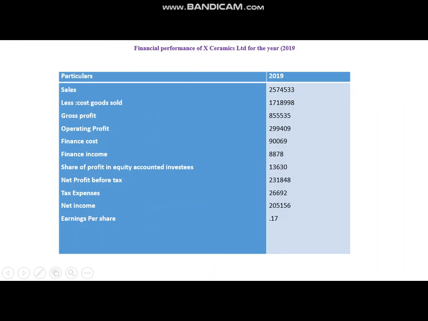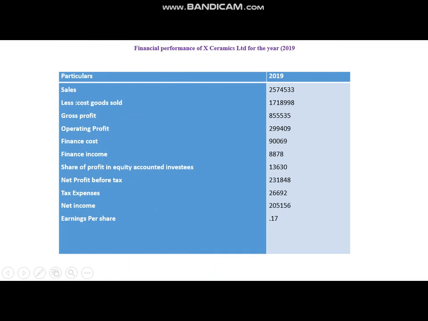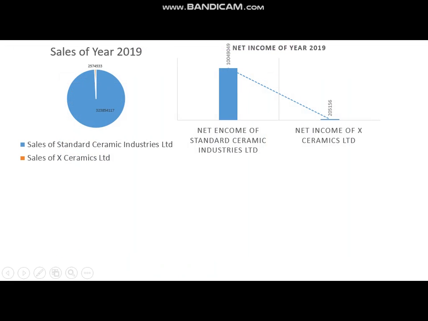Then the financial performance of X Ceramic Industry for the year 2019. There are sales, cost of goods sold, gross profit, operating profit, finance cost, finance income, and last net income and earning per share. They have earning per share of 0.7, and net income is 2,05,156. The net income is more than X Ceramic Industries Ltd, and the earning per share is 1.56 against 0.17.